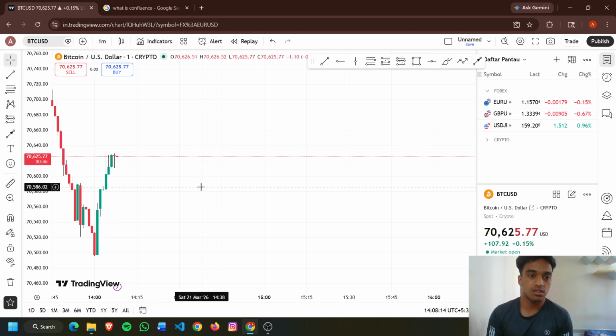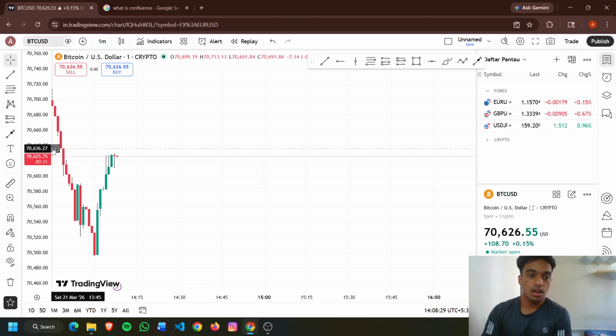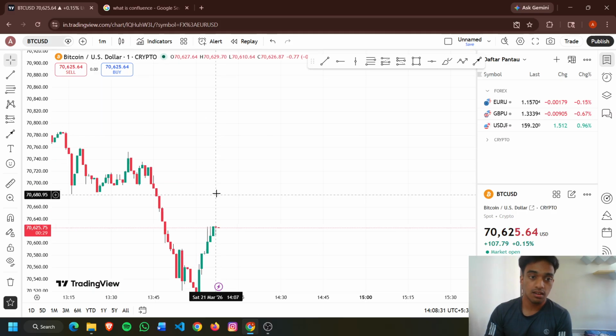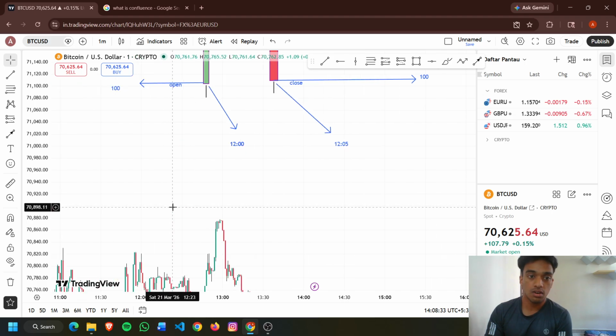So a candle shows, for example, in a 1 minute time frame, one candle shows 1 minute of price action. What did the price do for the 1 minute? I hope these things are clear. And now I'll talk about.